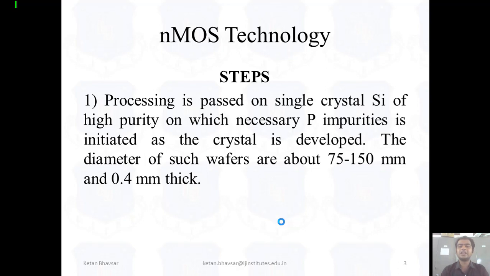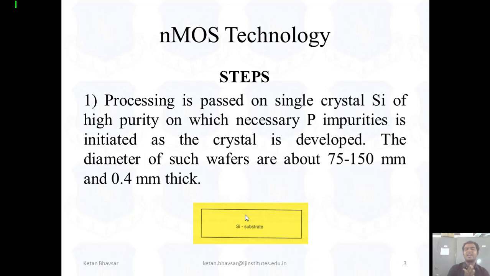Processing is based on a single crystal Si of high purity, into which the necessary p-type impurity is introduced as the crystal is developed. The diameter of such a wafer is about 75 to 150 mm, with 0.4 mm thickness. So as you can see, it looks like this. We have to take the Si substrate first. Suppose you are designing for NMOS technology, then you have to take a p-type substrate, and for that we add p-type impurities. It's around 75 to 150 mm, and the thickness is around 0.4 mm.